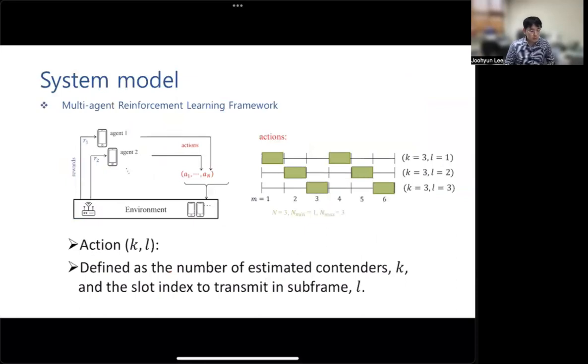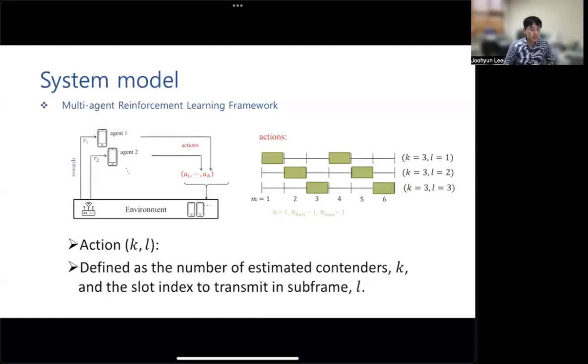So before, we looked at single agent reinforcement learning, but here in this problem, there are multiple agents. So each node is defined as an agent. One naive approach to solve this multi-agent reinforcement learning problem is to have one central agent that collects all the information or states and defines one central action and transmits that action to agents.